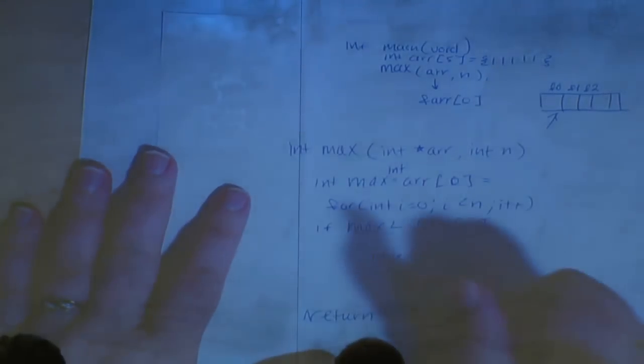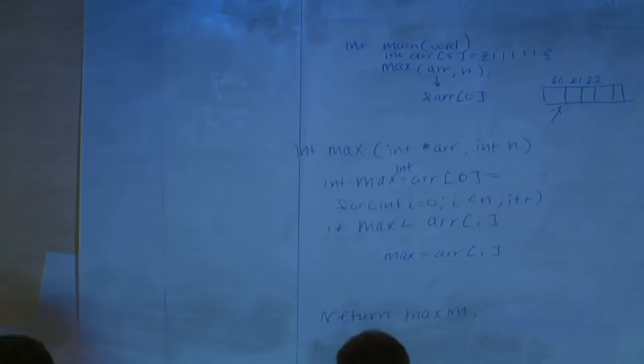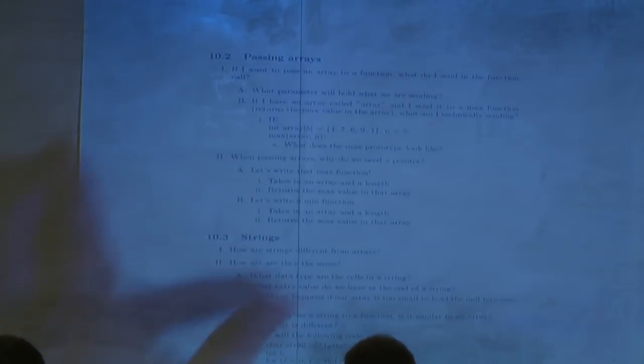Or int, a max int, in this case. So the parameter that will hold what we're sending is a pointer. And it has to match the type of cells, right? Because we're sending the address of an integer, the first element of an integer array, so the pointer has to be an integer pointer. If we're sending a character for a string, we'll have to change it to a character pointer. That's just to make sure it matches.